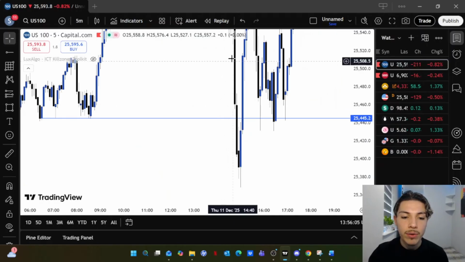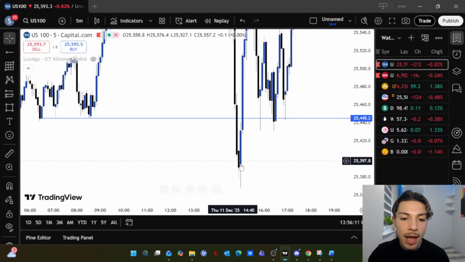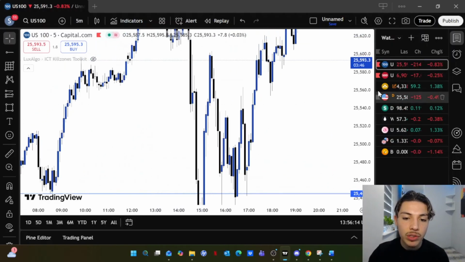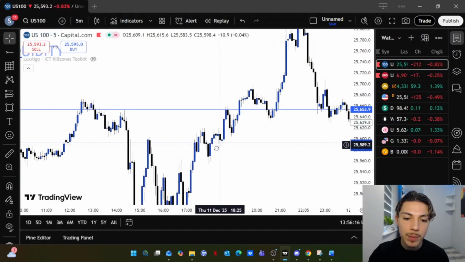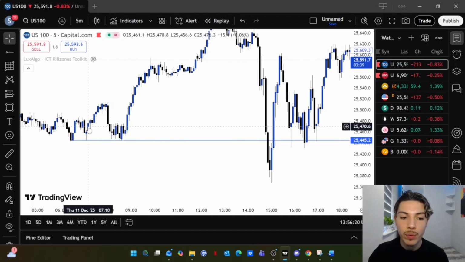Now, what does the market do? It comes down, sweeps them out, gathers those resting orders, those pools of money, and bang, we get that nice reversal. And then ultimately, we get this big push in the opposite direction. That is how this draw on liquidity works.